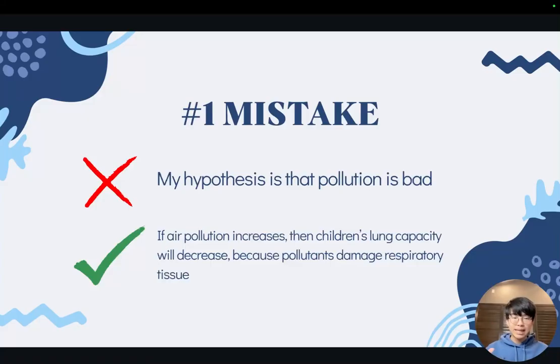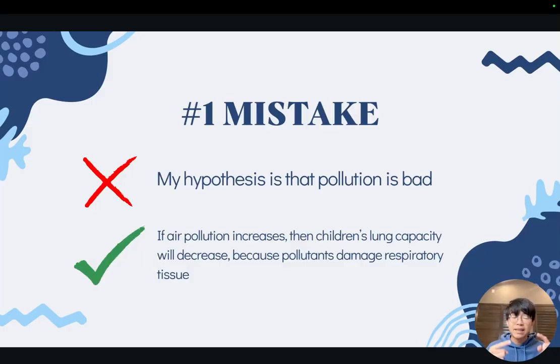Now, the number one mistake I see people make when they write a hypothesis is that they do not have a scientific reasoning, and it's also not testable. A bad hypothesis would be pollution is bad. That's very, very bad. However, if we give it some scientific reasoning and we give it something measurable, we could create something like, if air pollution increases, then children's lung capacity will decrease because pollutants damage respiratory tissue.